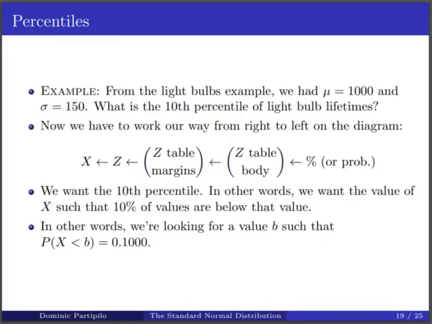For example, what if we were asked what the 10th percentile of light bulb lifetimes was? Now what we actually have is this percentage or this probability, and we have to work our way backwards all the way until we get back to X. What we want is the value of X such that 10% of values are below that value. Or, mathematically, what we're looking for is a value B such that the probability that X is less than B is 0.1, because we're looking at the 10th percentile.